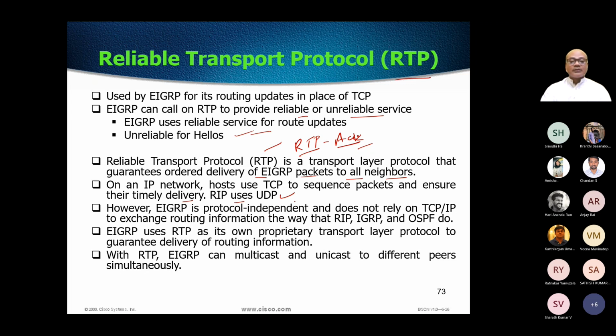And as I told you, EIGRP is protocol independent and does not rely on TCP/IP to exchange routing information the way RIP and OSPF do. So it's not totally depending on TCP/IP because it is RTP, reliable transport protocol. The concept is the same, taken from TCP/IP. EIGRP uses RTP, its proprietary transport layer protocol, to guarantee delivery of routing information. With RTP, EIGRP can multicast and unicast to different peers simultaneously. It has the capability to send updates to directly connected routers by sending multicast and unicast messages over and over again.